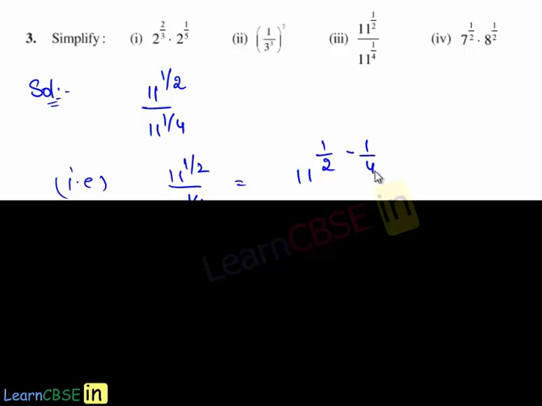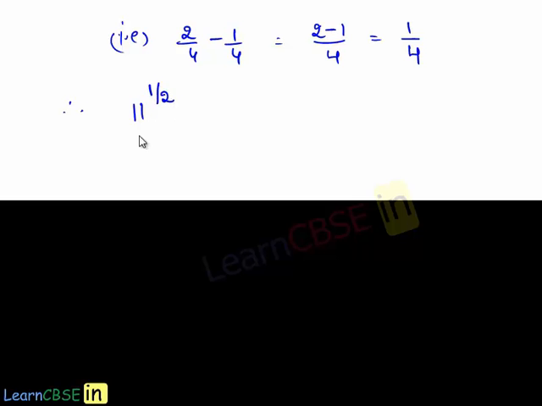Therefore, now we subtract these powers, that is 1 by 2 minus 1 by 4. Here we need to obtain a common denominator, that is LCM of 2 and 4. LCM of 2 and 4 is 2 times 1 is 2 and 2 times 2 is 4. Therefore, LCM is 2 times 2, which is equal to 4. So now we convert 1 by 2 into its equivalent rational number with the common denominator 4 by multiplying with 2 on both the numerator and denominator. So we obtain 1 times 2 is 2 by 2 times 2 is 4. And 1 by 4 is already with the common denominator 4.